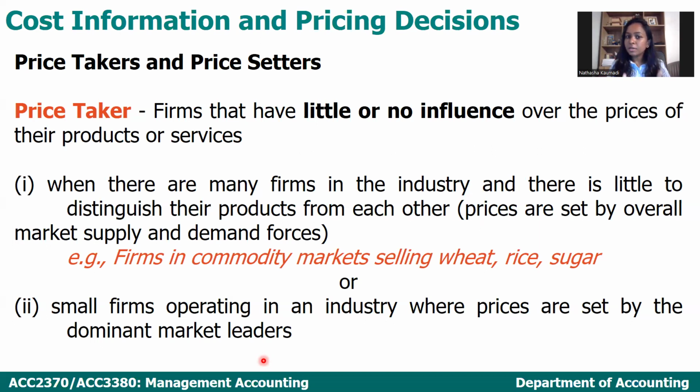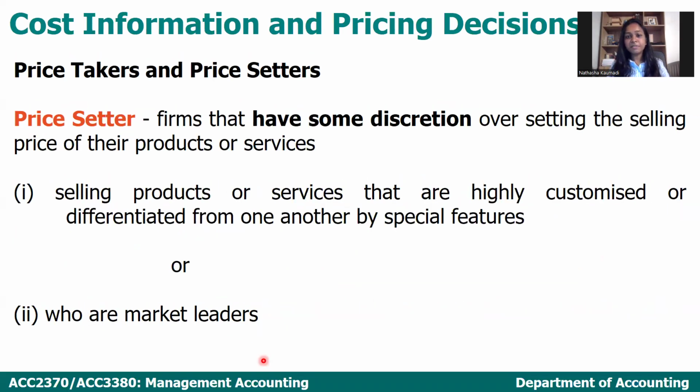Price takers are not deciding the price of the product. They are taking the price in the market. Right, remember that. And the second one is price setters, the opposite of price takers. A price taker didn't make the price, but a price setter is setting the price. Price setters are firms that have some discretion over setting the selling price of their products or services. They have some discretion. What are the two instances again?